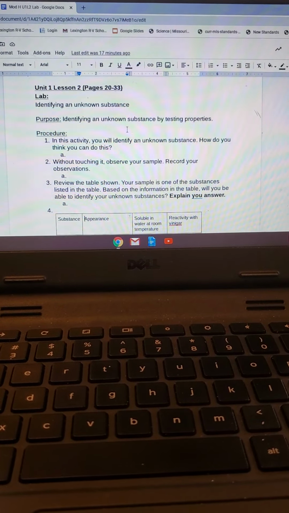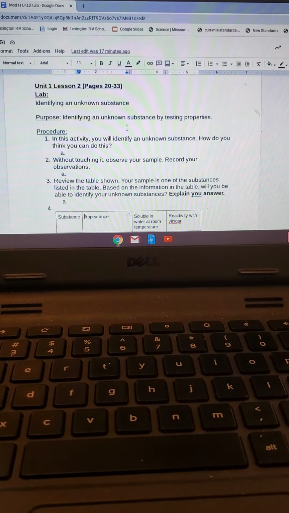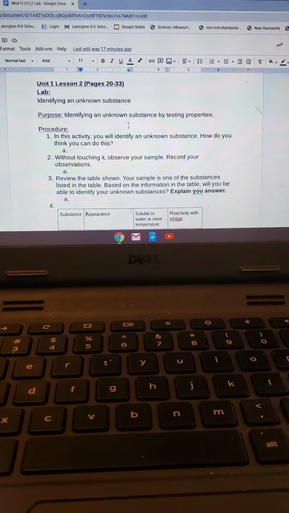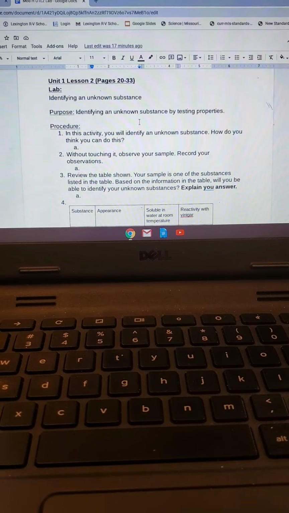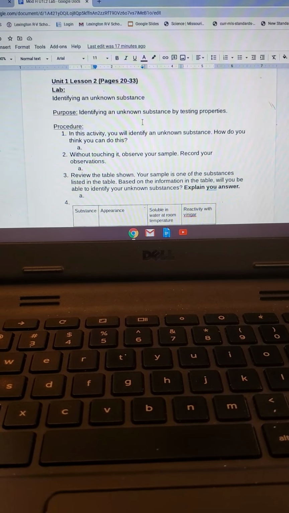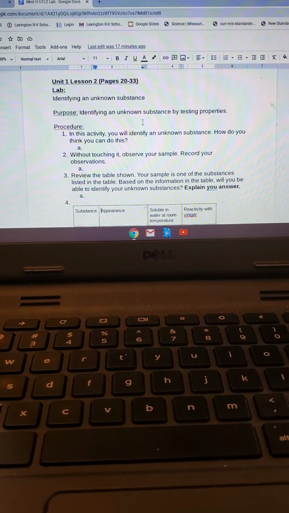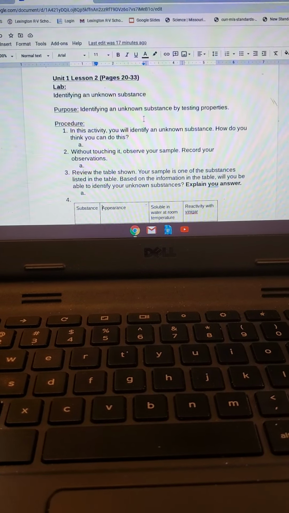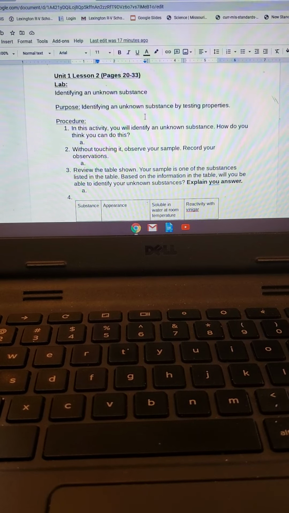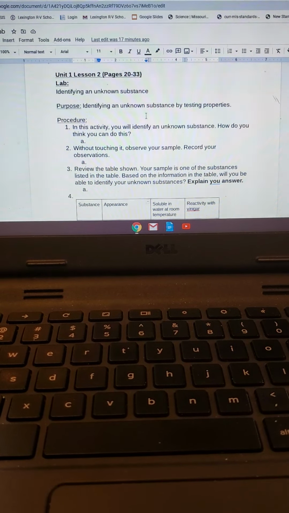So, in this activity, you will identify an unknown substance. How do you think you can do this? So, this is just kind of for you to answer. There's no necessarily right or wrong answer, but you should definitely use the notes that you've previously used to possibly answer this question. So, go ahead and pause the video and take as much time as you need to answer this question.